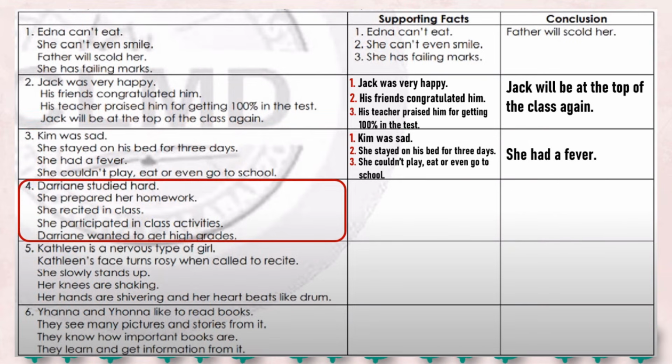Number 4. Darian studied hard. She prepared her homework. She recited in class. She participated in class activities. Darian wanted to get high grades.